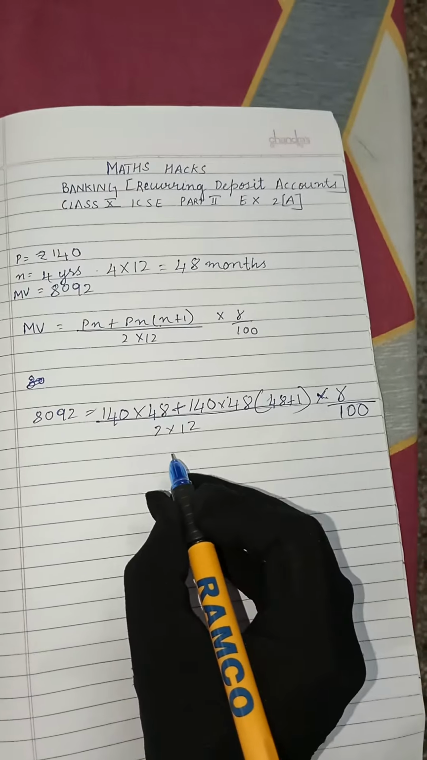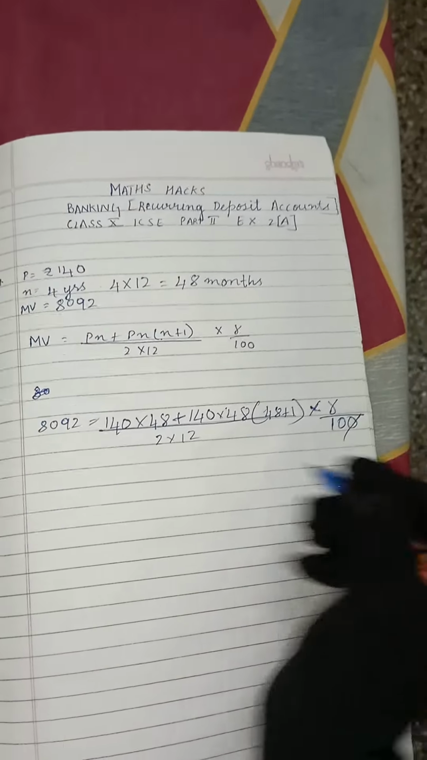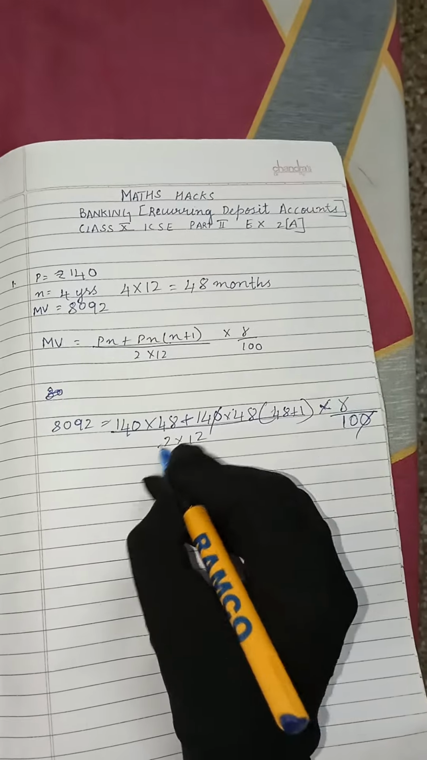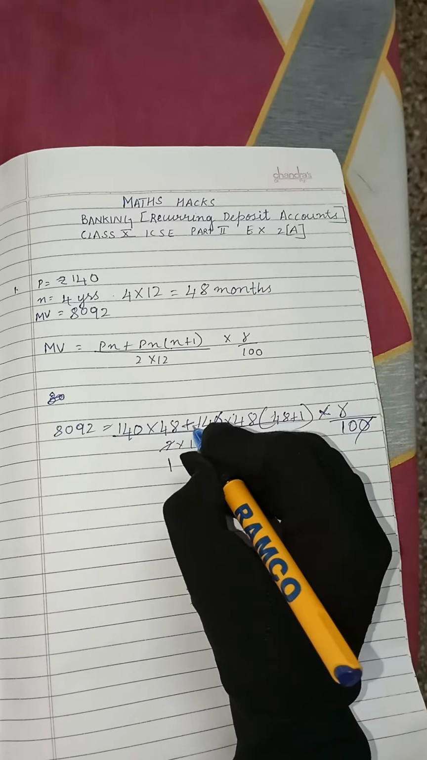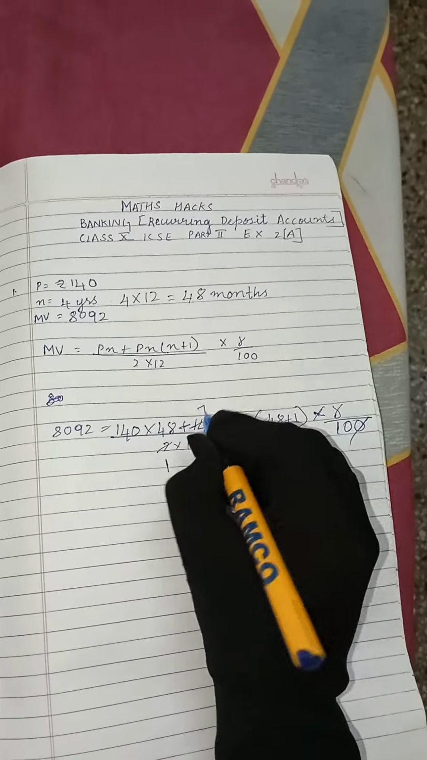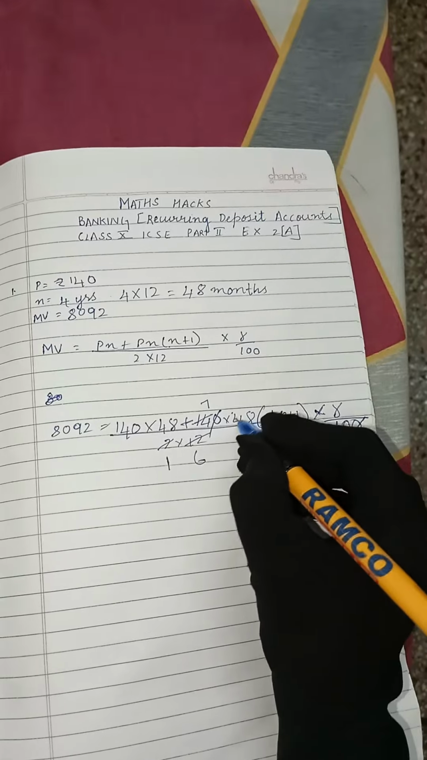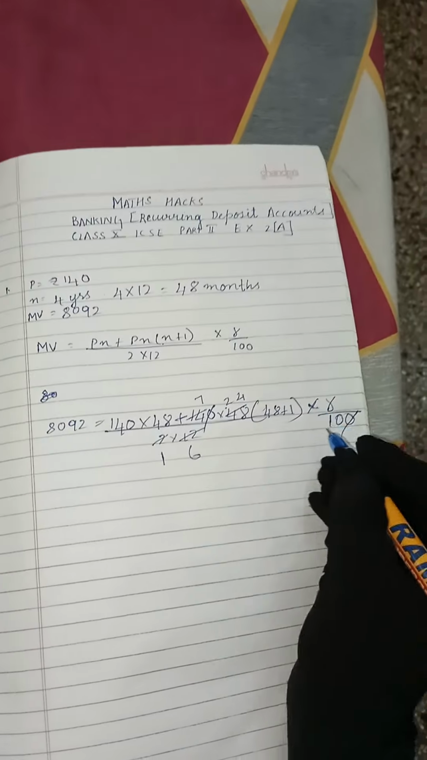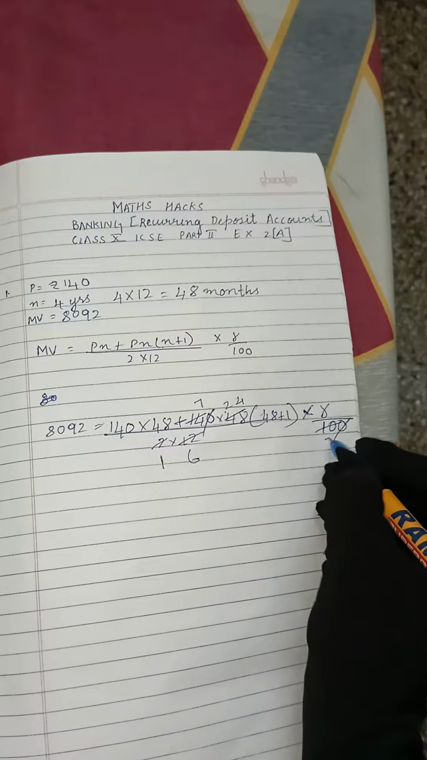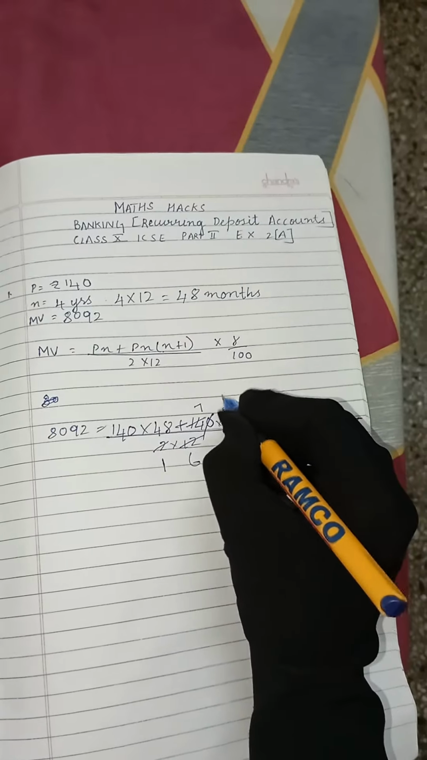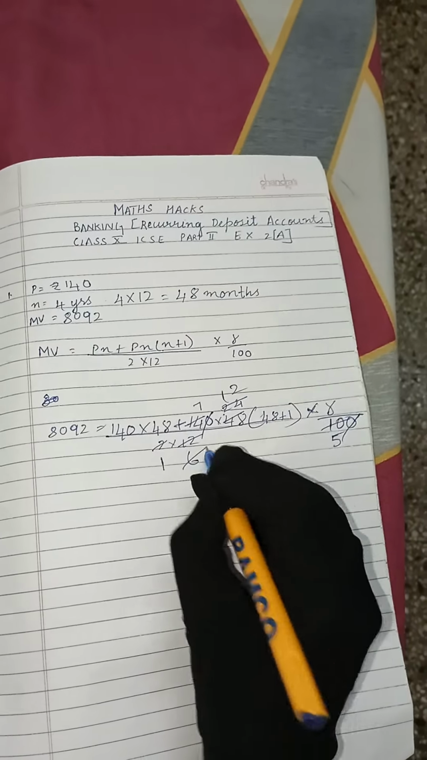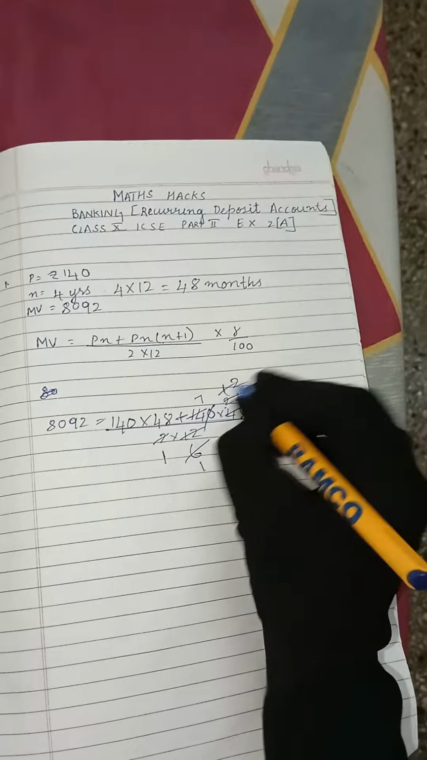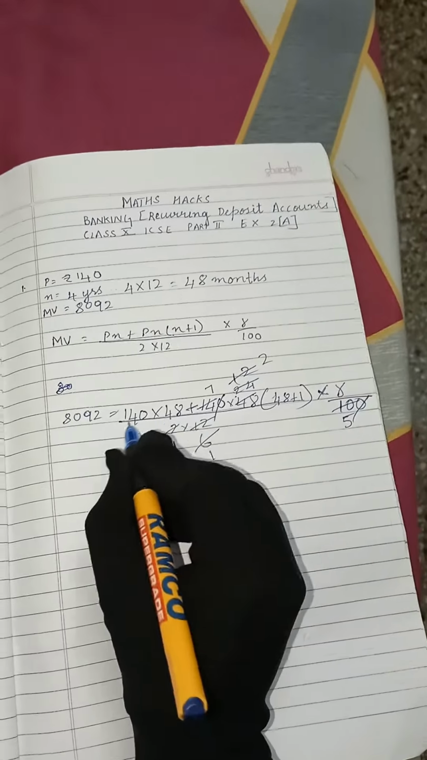Now we'll do the cancellation here. We'll cancel 0 from here and 0 from here. Let us cancel. 2 1s are 2. 2 7s are 14. 2 6s are 12. 2 2s are 4. 2 4s are 8. Here we'll cancel this. 2 5s are 10. 2 1s are 2. 2 2s are 4. Now 2 6s are 12. What is left?